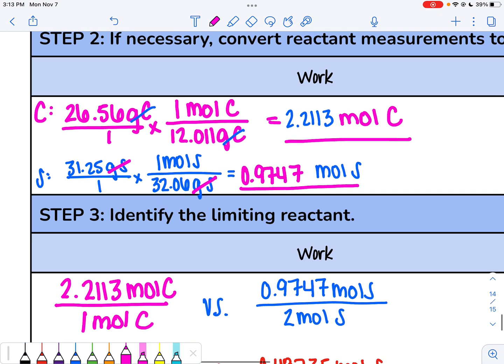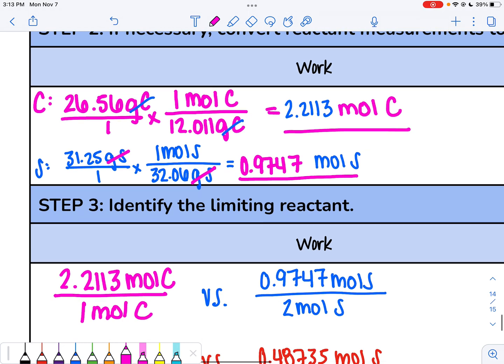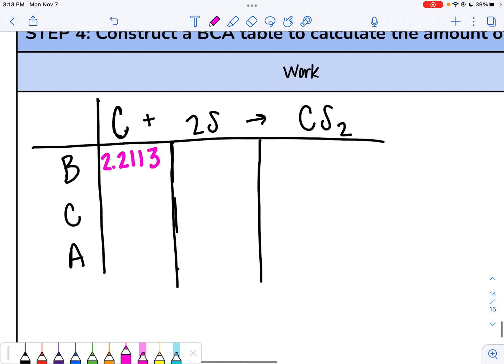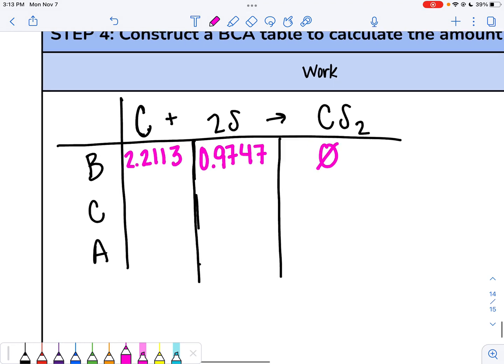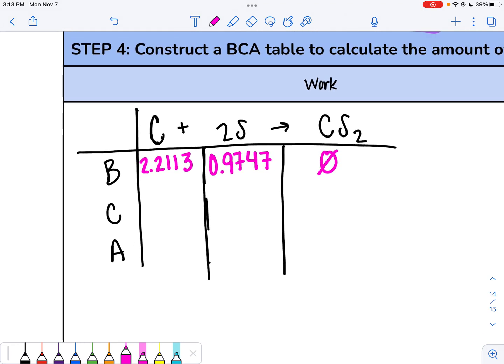Sulfur, when I begin, I have this many moles because, again, we calculated it out ahead of time. I'm starting with 31.25 grams, so it means I'm also starting out with 0.9747 moles. Same thing, just different units. Okay, how many moles of product do I have before the reaction occurs? Hopefully you shouted 0, none. We shouldn't have any product before the reaction happens. That's impossible. So that's going to get a big fat 0 right there.